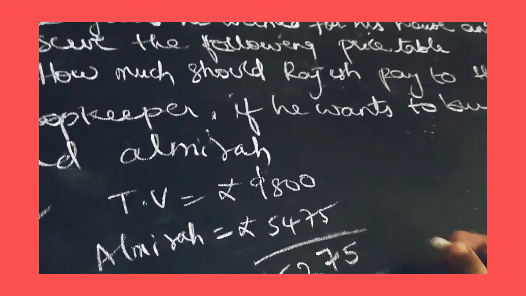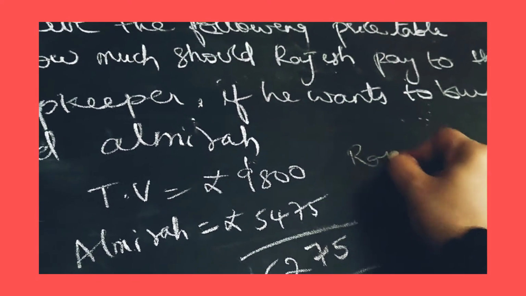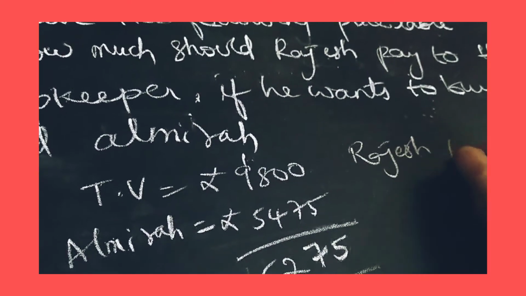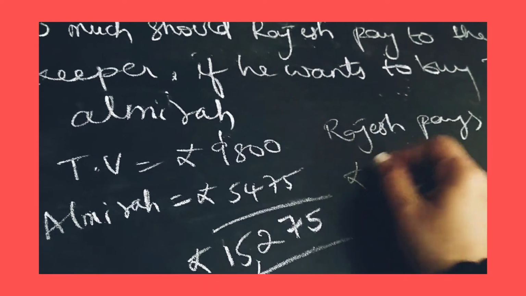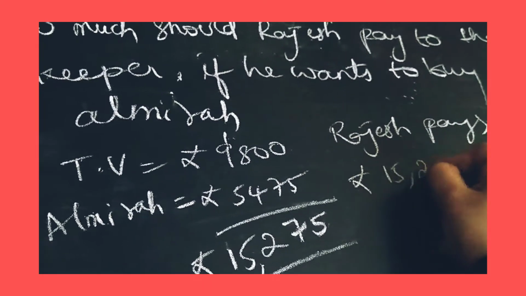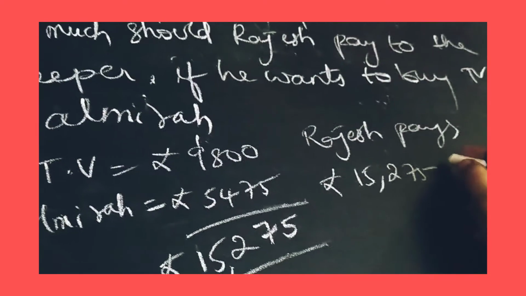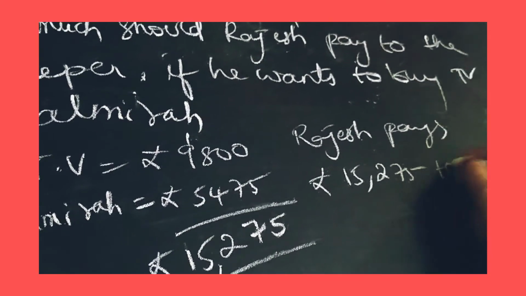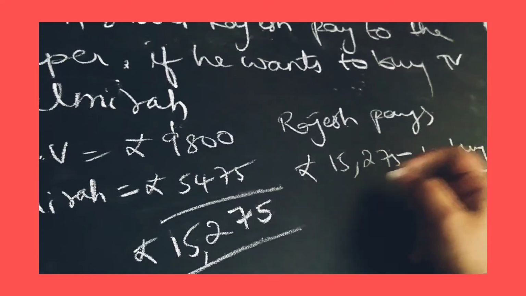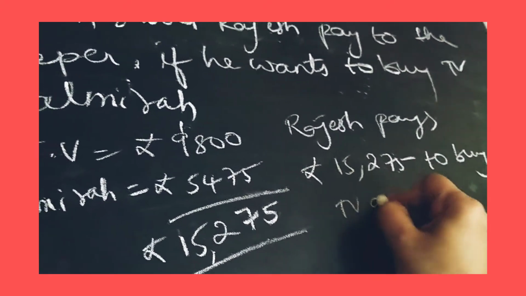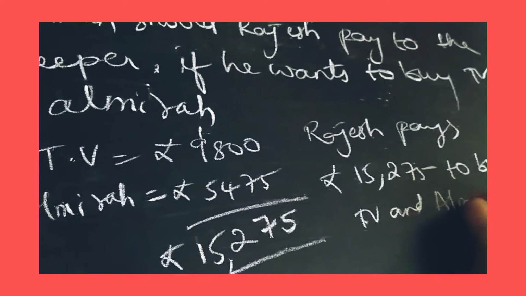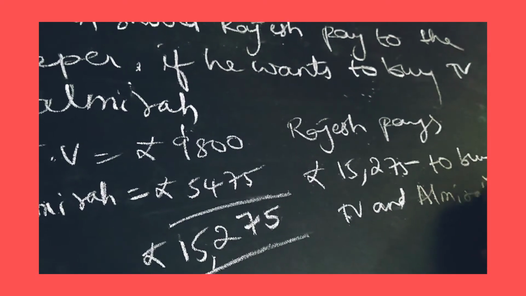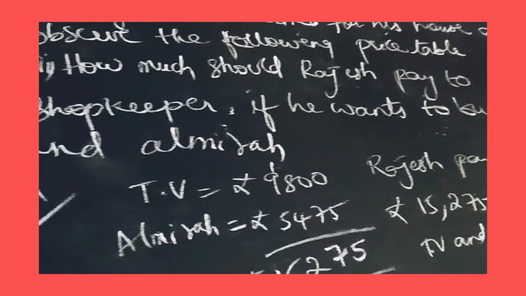It is rupees 15,275. So you can write here Rajesh pays rupees 15,275 to buy TV and almirah.